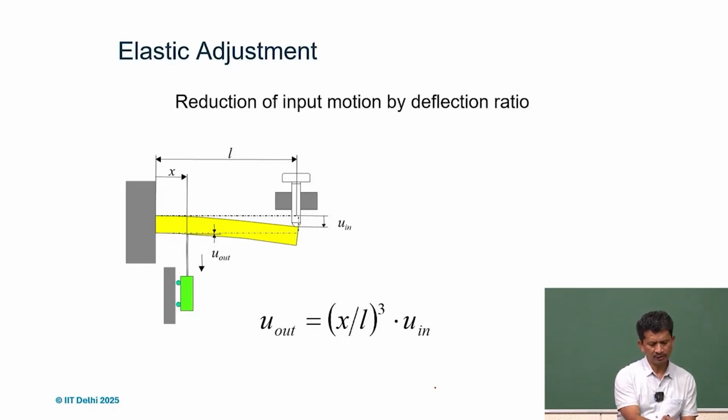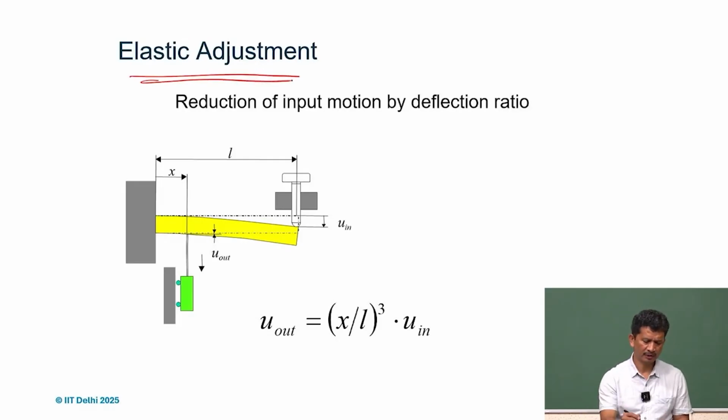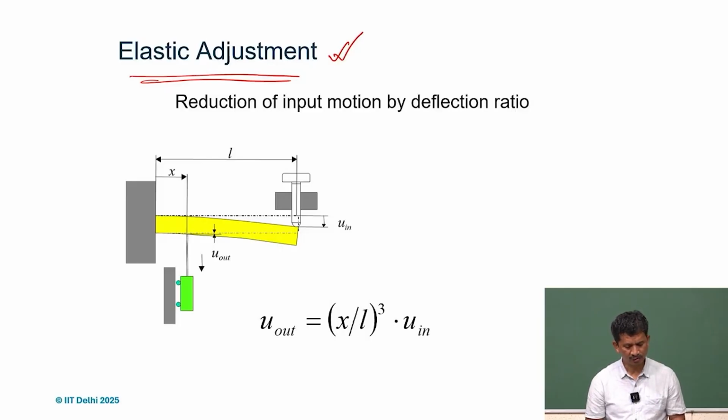There are other applications of compliant mechanisms. What we realize is that if we want some reduction in the input and want a very big ratio, how to achieve that? So we can use elastic adjustment, and a very good example is one of the examples. Based on this we can also design other kinds of devices.